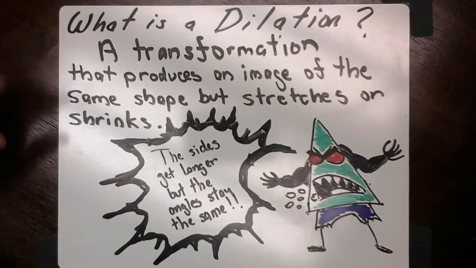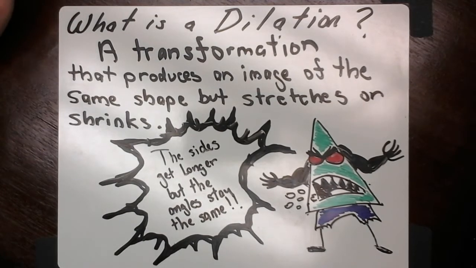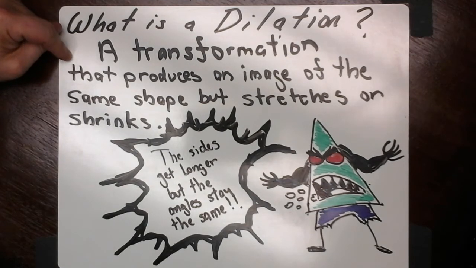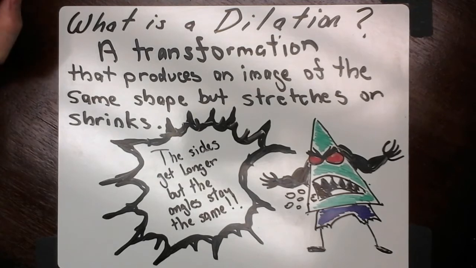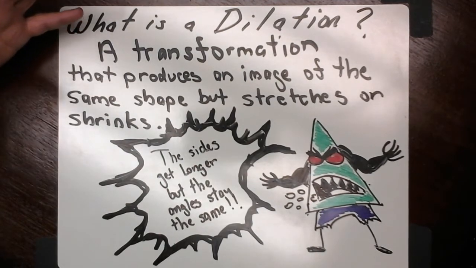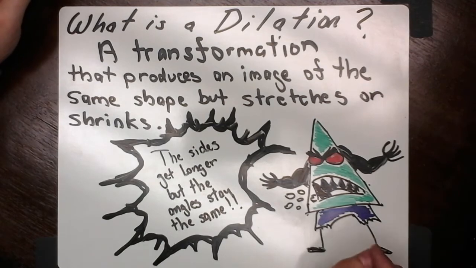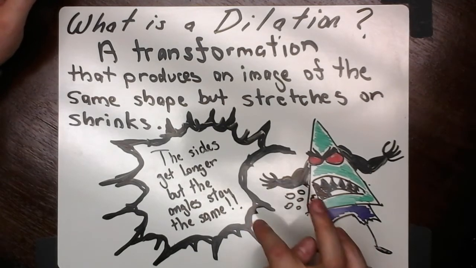So, what is dilation? Dilation is a transformation that produces an image of the same shape but stretches or shrinks. Now, a couple of things I want to point out about that. First off, it's not mentioned in this definition, which I looked up, that the stretch or shrink is occurring usually by a scale factor, which is a form of multiplication. So we're doubling or tripling in size, or halving the size or quartering the size, something like that. But it's multiplication that's occurring.